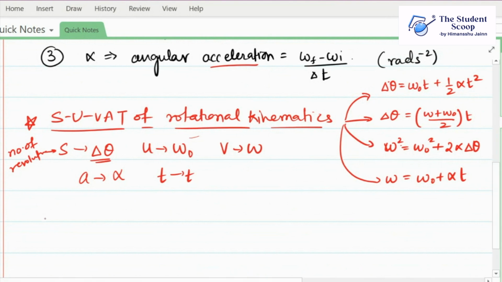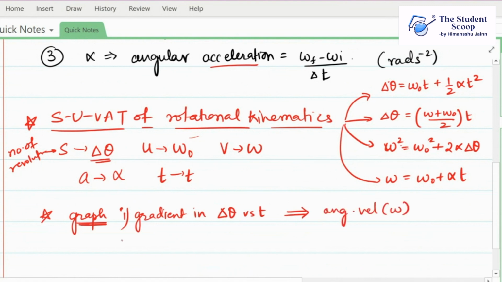Also the graphs. The behavior of the graphs is the same. For example, if I'm taking the gradient in an angular displacement versus time graph, that will be equivalent to the angular velocity, that is omega. If I'm taking the gradient in an omega versus t graph, it will give me angular acceleration, like how we do with a velocity versus time graph. It will give me angular acceleration.